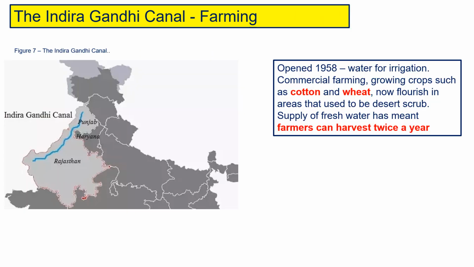Another opportunity is the Indira Gandhi Canal. This was a canal opened in 1948 to transfer water from the area of Punjab in northern India to the desert. What this has done is provide water for irrigation, so farmers can now harvest their cotton and wheat twice a year. This means farmers have more crops to sell, so they'll have more disposable income.